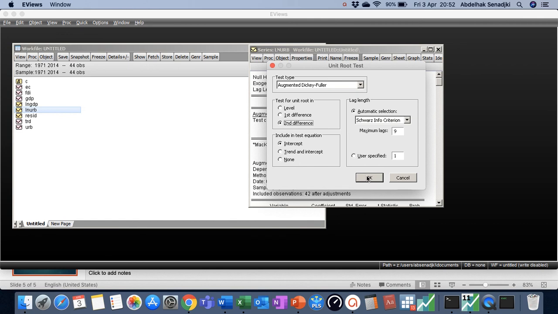So therefore, when we now estimate the VAR, we have to put our variables, GDP and urban, at minus 4, because 2 plus 2 equals 4. So we have to remember that.